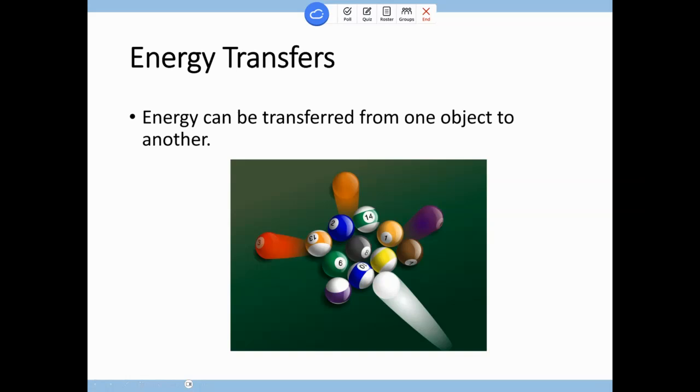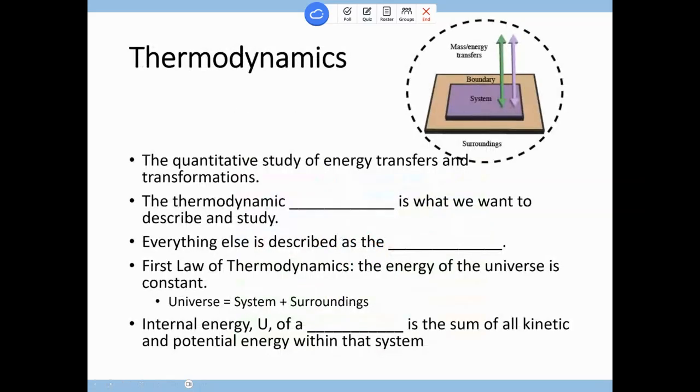When we perform chemical reactions or chemical transformations, they will require energy. So energy from the surroundings is then transferred to that reaction, or the reaction will release energy. So energy from the reaction will be transferred to the surroundings. And that's really the baseline understanding of what thermodynamics is. So thermodynamics is the quantitative study of energy transfers and transformations.